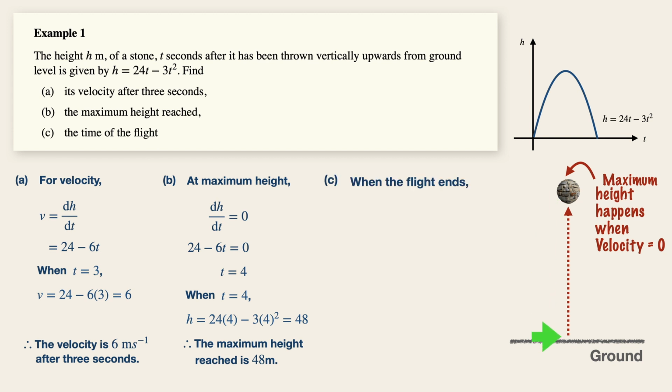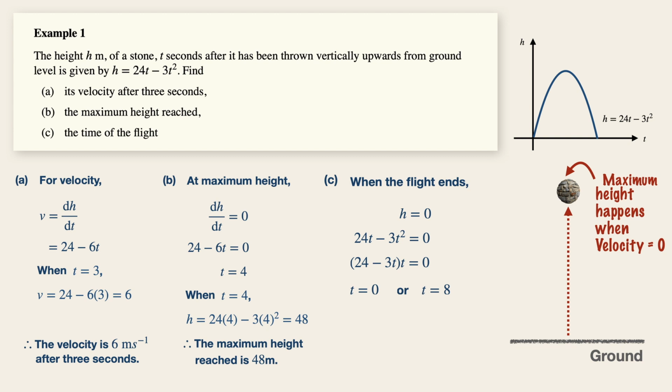So at the end state, h will be equal to 0. We can then find the value of t, which gives us the flight time. So doing so, when h is equal to 0, 24t minus 3t squared is equal to 0. Factorizing, we will have t(24 minus 3t) equals 0, and t is equal to 0 or 8.